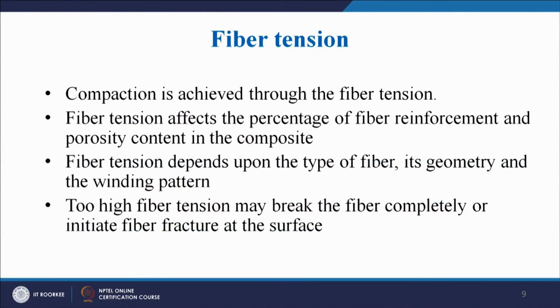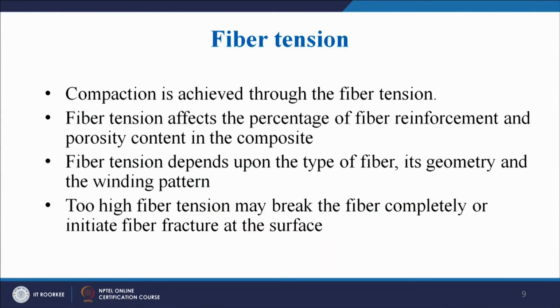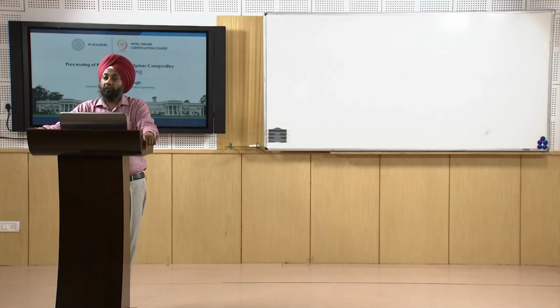Fiber tension depends upon the type of fiber, its geometry, and the winding pattern. So that is another thing that we need to control. Too high fiber tension may break the fiber completely or initiate fiber fracture at the surface. So the fiber tension must not be too high and must not be too low.